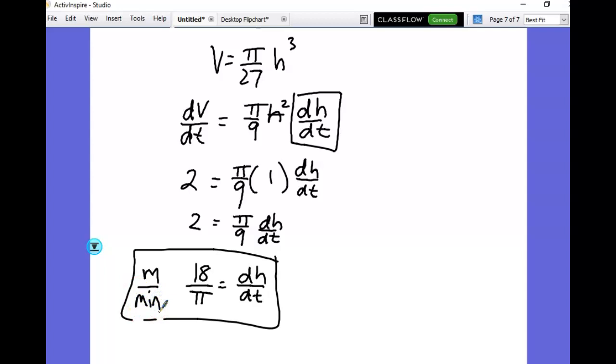Yeah? Oh, I was going to say, why are you plugging that in? Yeah, in the word problem they asked what is dH/dt when the height is 1? And so that's why we put 1 in there. Okay. What do you guys think? We good? All right.